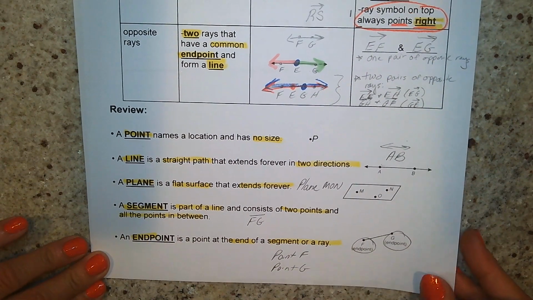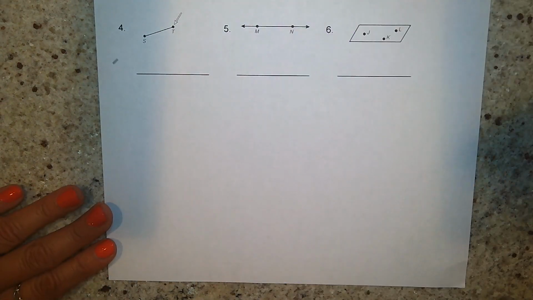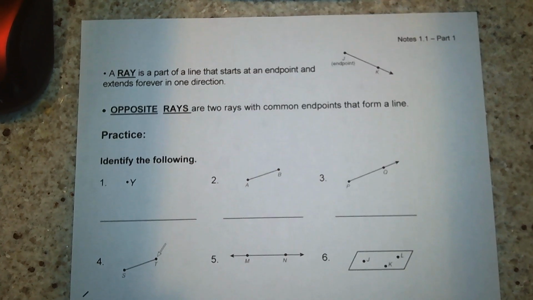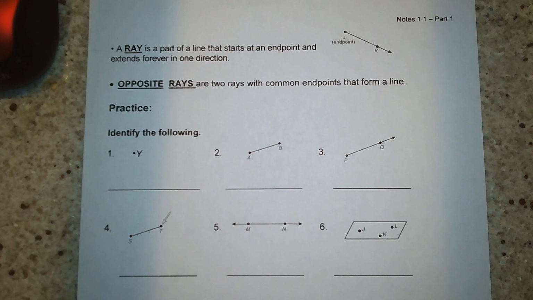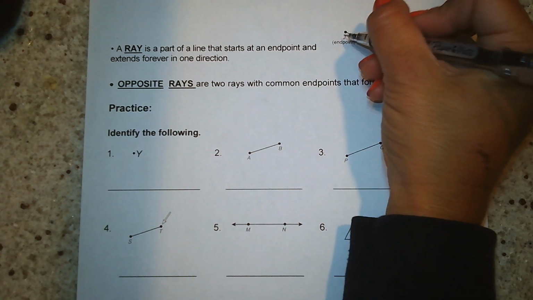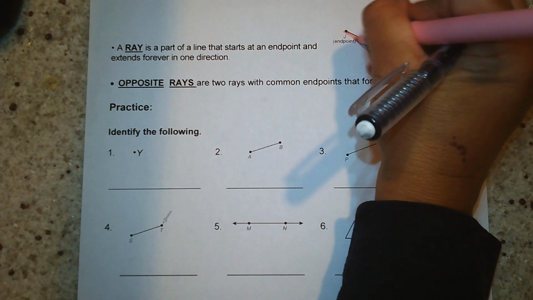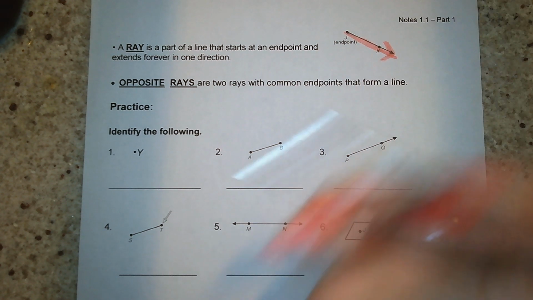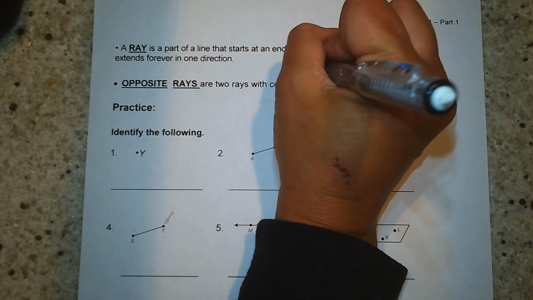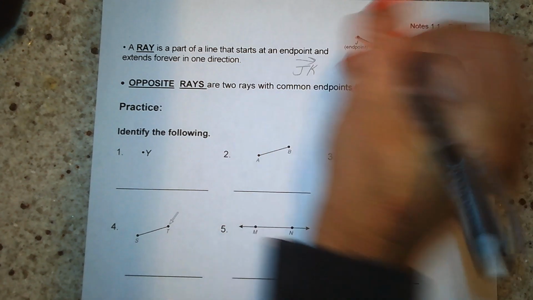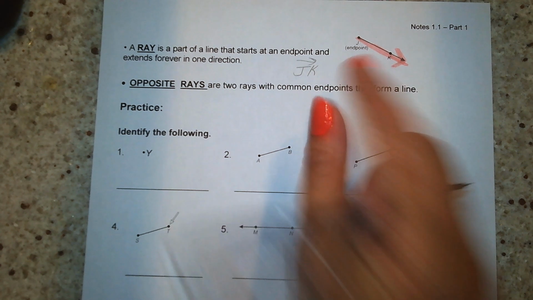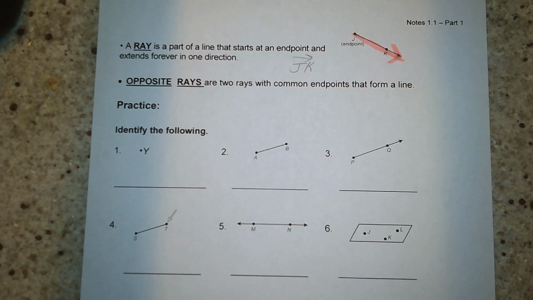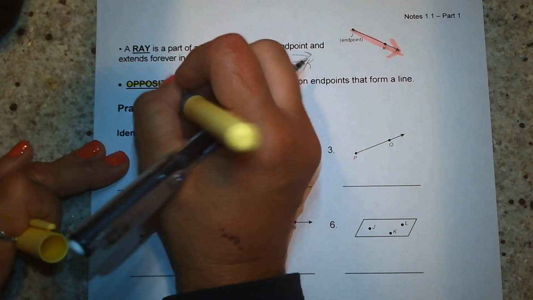All right, let's go to the next concept, which is the ray. The ray is the part of the line that starts at one endpoint and goes forever in one direction. Remember, when you name these, you have to start with the endpoint, then head in the direction, and the arrow always points right. So we're going towards K, and the arrow always points right.